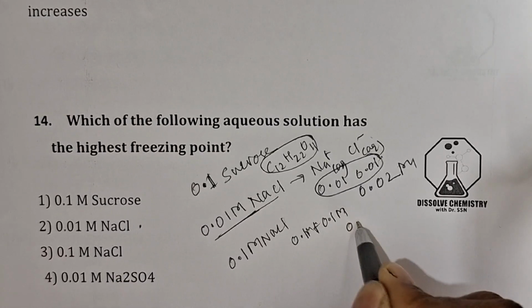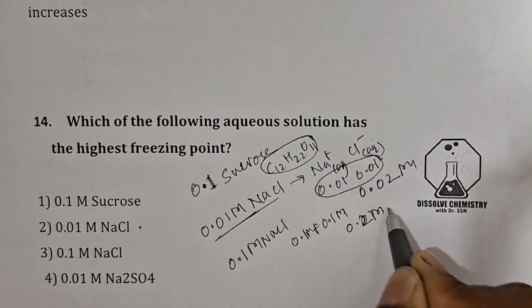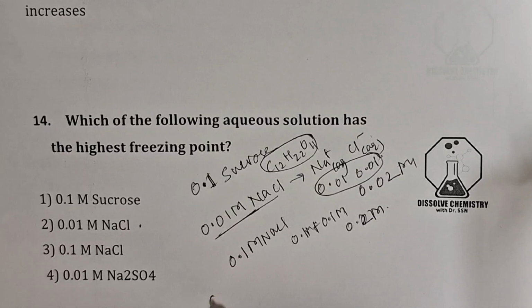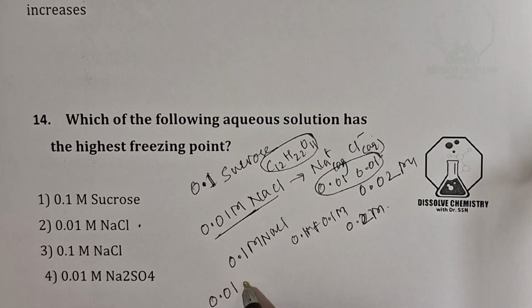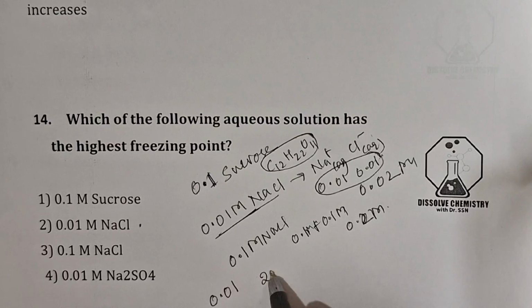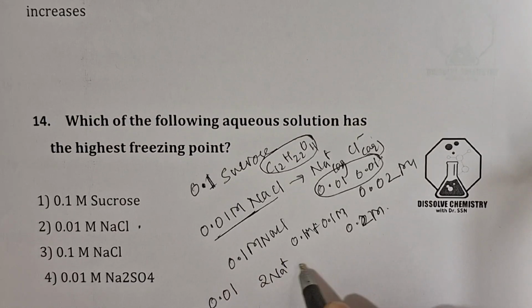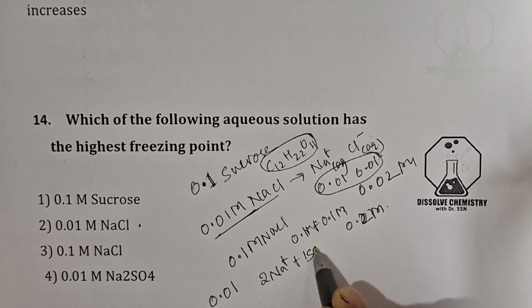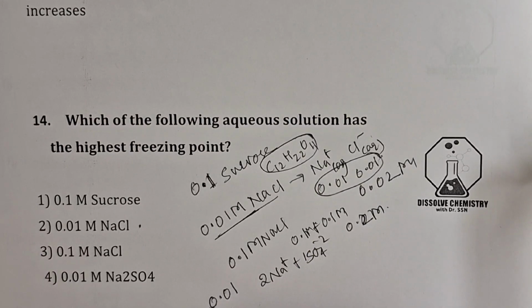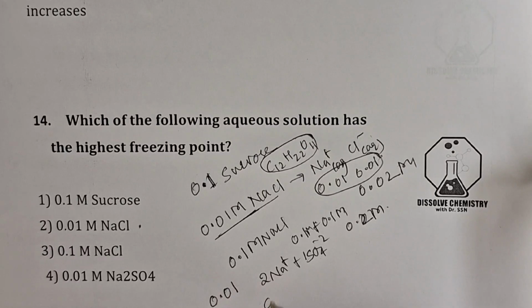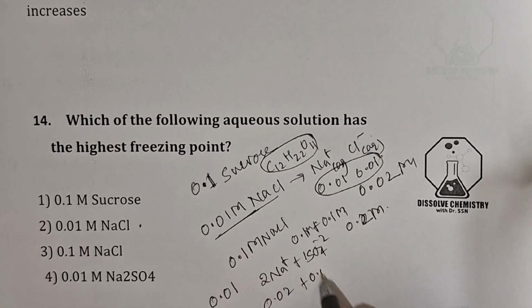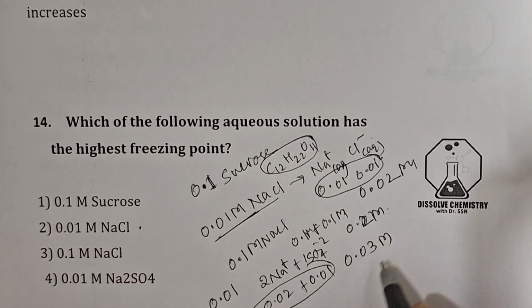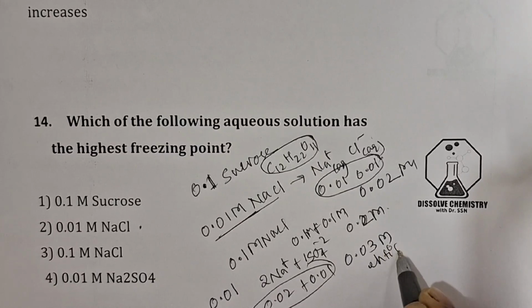So therefore it turns out to be 0.2 moles of entities, right? Then the fourth option is 0.01 moles of Na2SO4. When you dissolve, you will be getting 2 moles of Na+ and 1 mole of SO4 2-. So therefore 2 into 0.01 means 0.02 plus 0.01. So overall it turns out to be 0.03 moles of entities in the solution.